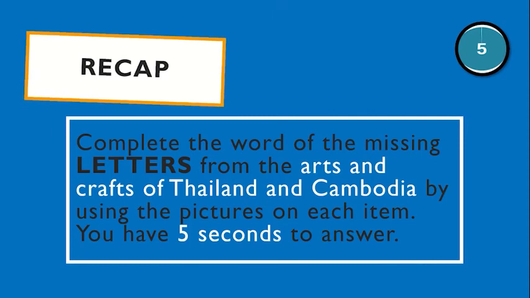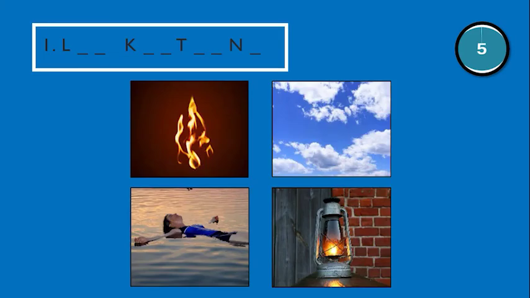You have to complete the word with the missing letters from the arts and crafts of Thailand and Cambodia by using the pictures on each item. You have 5 seconds to answer. Let's start. Number 1 has 2 words. The first word starts with letter L and the second word starts with letter K. So we have fire, sky, floating, and lamp. You have 5 seconds to guess.